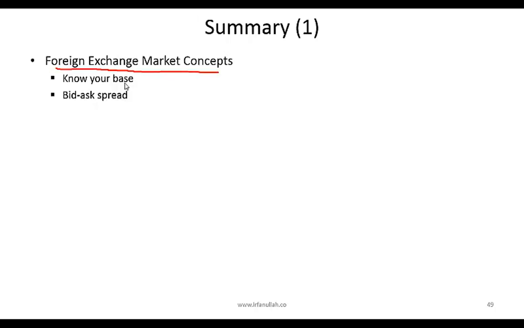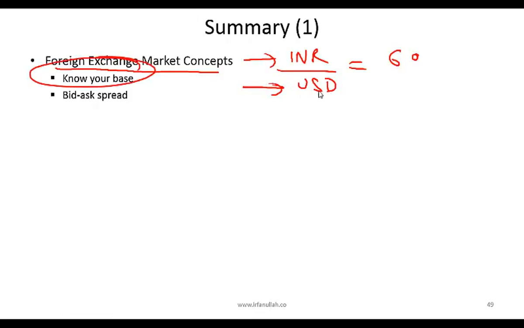When you are given an FX rate, a currency such as, let's say, INR to USD, let's say this rate is 60. There is going to be a base currency and a price currency. You have to know your base. The currency in the denominator, of which there is one unit, is your base currency. The other currency is called the price currency.